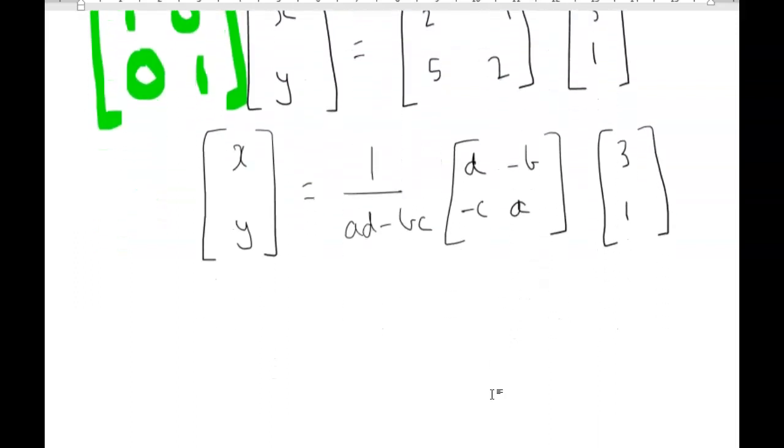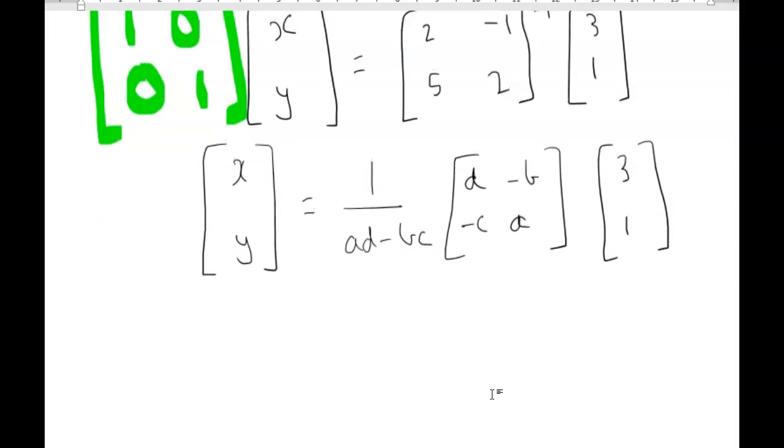Okay, let's scroll a bit. Now, I haven't labeled A, B, C, and D just yet, but here it is. There's A, this is B, this is C, and this is D. If you want to, you can say A equals 2, B equals negative 1, C equals 5, and D equals 2. Okay, so you can either label them on your matrix or you can write them on the side like I've just done. All right, so let's put those values in.